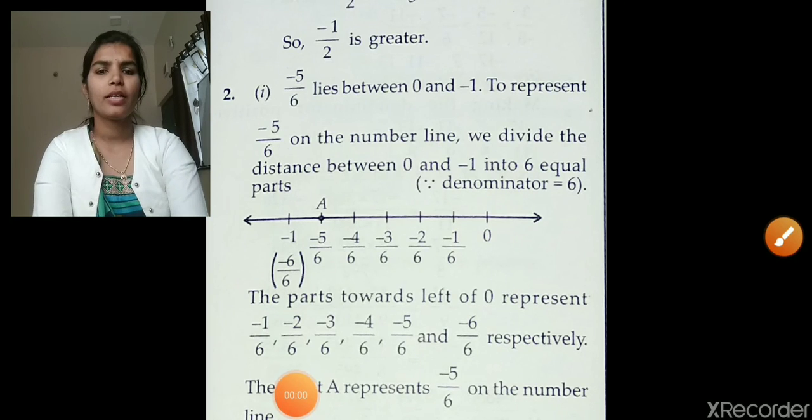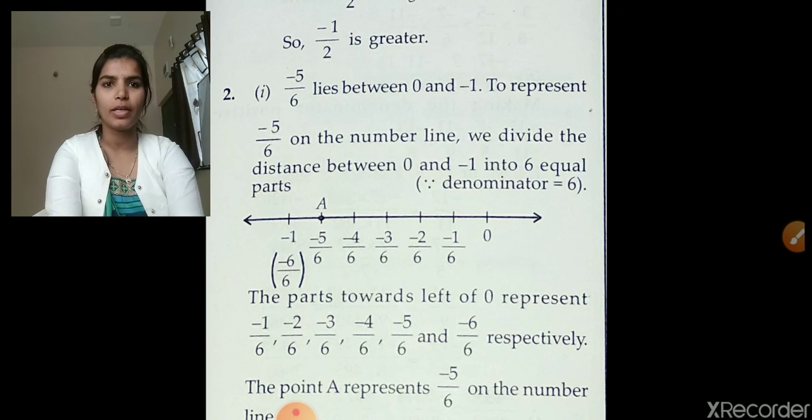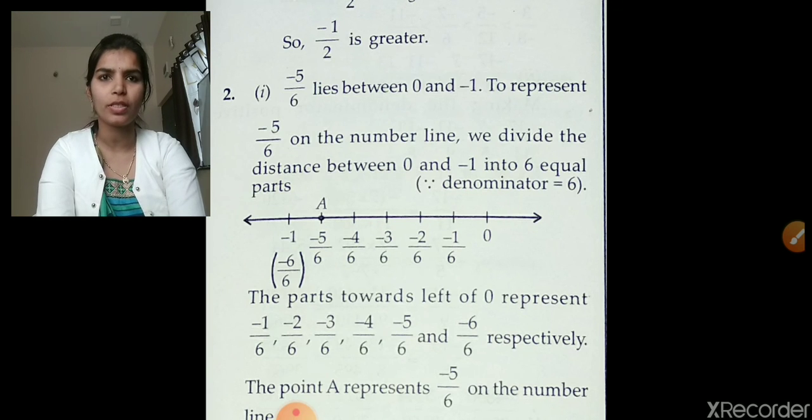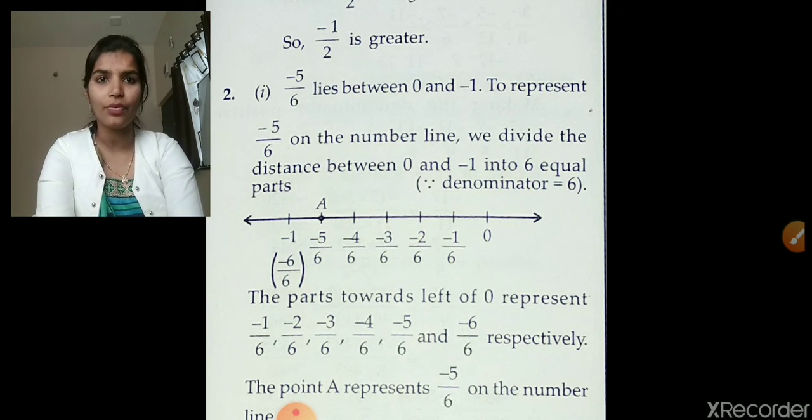Then we are solving our second question. Represent the following rational numbers on the number line. So our first example is minus 5 upon 6. Minus 5 upon 6 is a negative rational number. So minus 5 by 6 lies between 0 and minus 1.